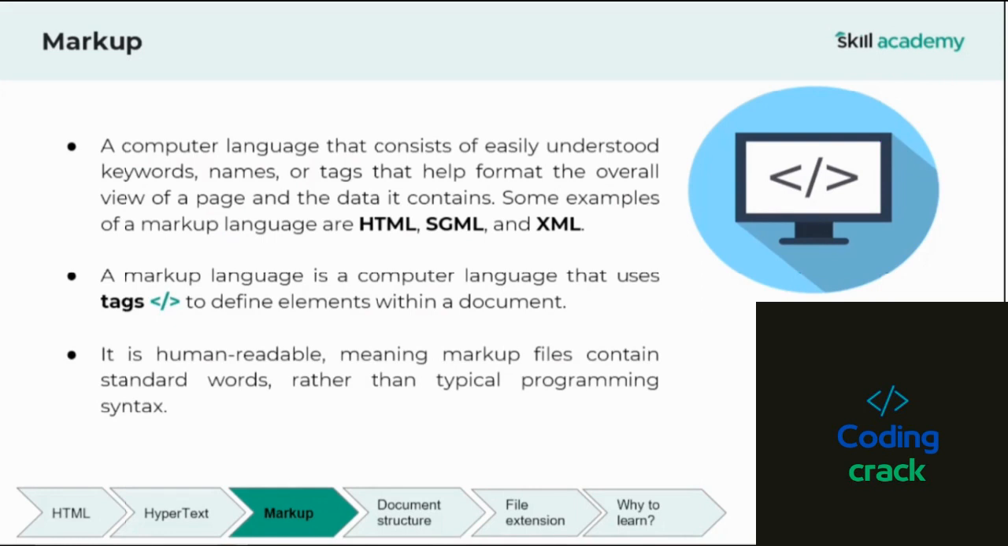It is human readable, meaning markup files contain standard words rather than typical programming syntax. So markup languages are very easy to read. Suppose you want to make your text italic or bold. Which tag are you going to use? You are going to use the B tag, and the B tag means here we are going to make our text bold.